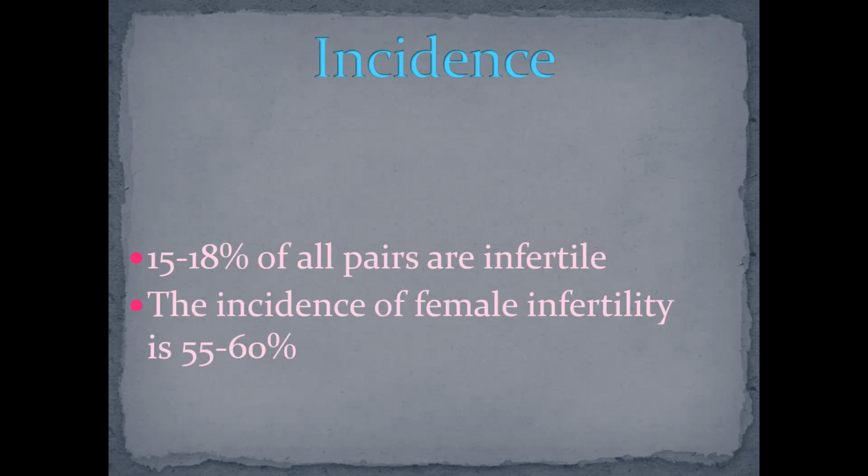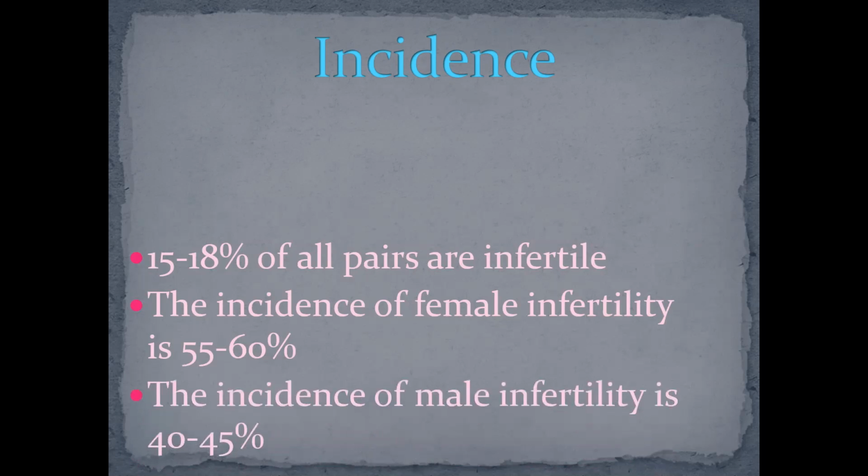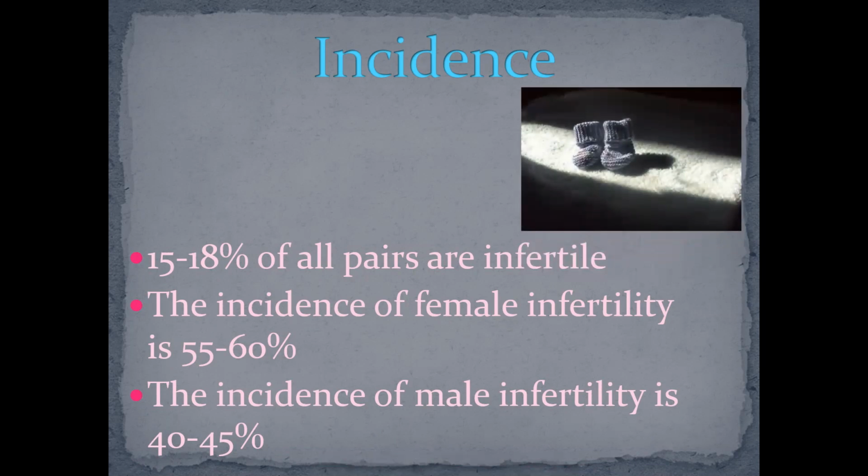The incidence of female infertility is about 55 to 60%, and that means that the incidence of male infertility is about 40 to 45%. And as we see, the incidence of male and female infertility is almost equal.